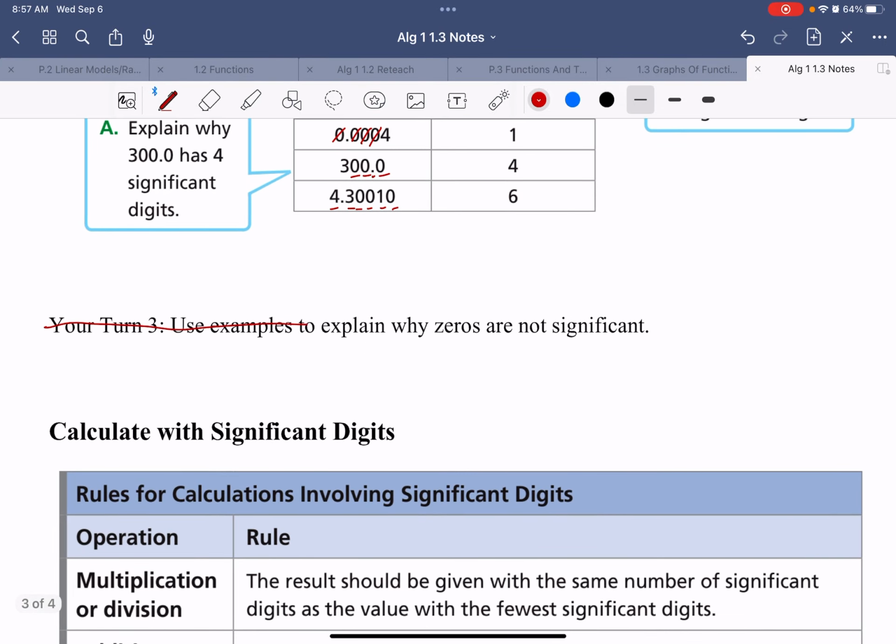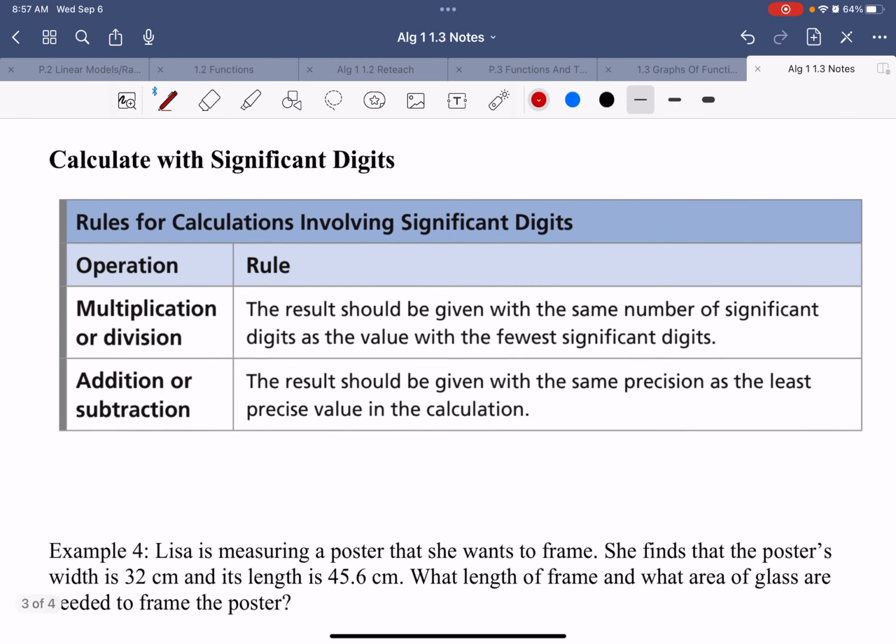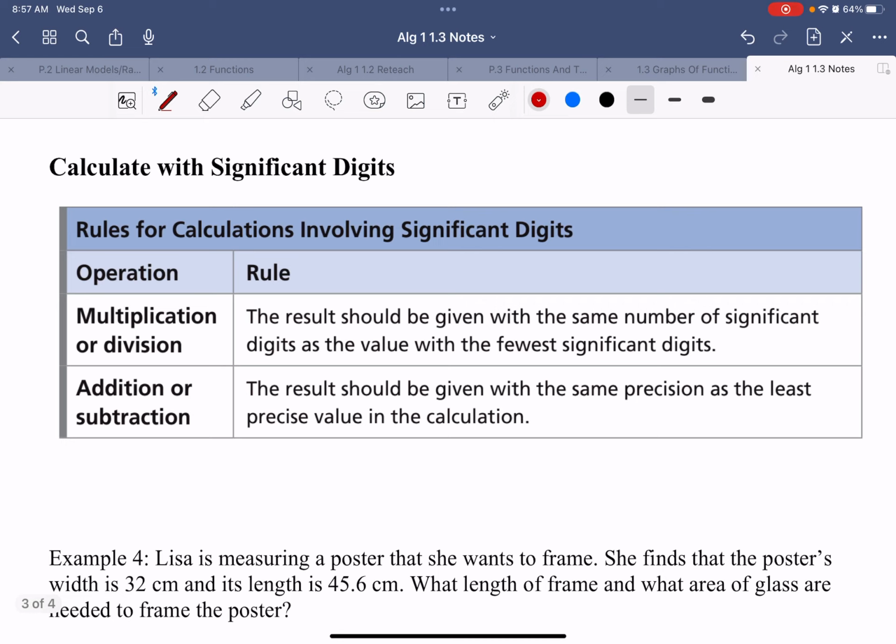So let's go ahead. We're going to skip this. Your turn 3. Okay. So when it comes to calculating with significant digits, when you're multiplying, you should always round your answer to the same number of significant digits as the number with the fewest significant digits. So look at the significant digits of each number that you're multiplying. Which one's the smallest, and that's how many you should round to.